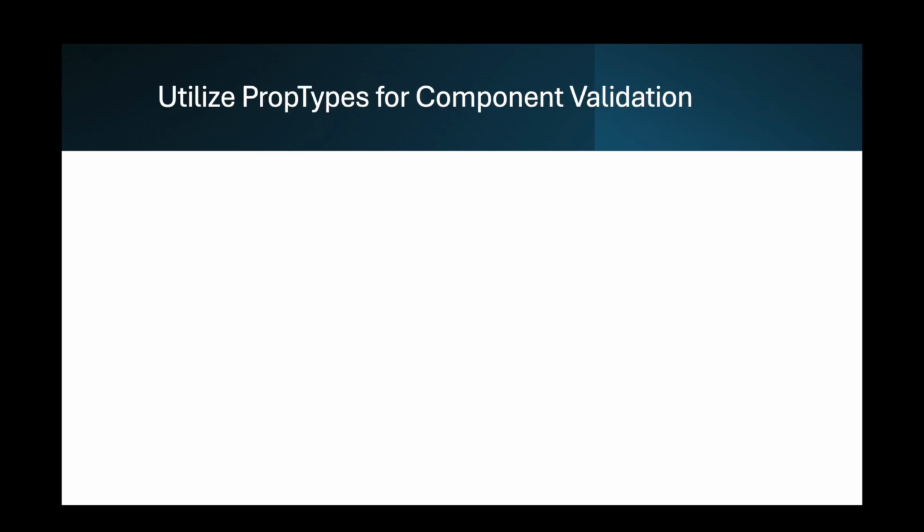Utilize prop types for component validation. Prop types ensure that your components receive the correct types of props, enabling built-in type checking. This helps catch bugs early, making your code more robust and enforcing the intended usage of your components.